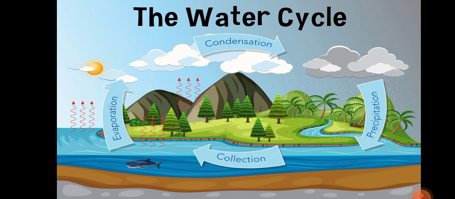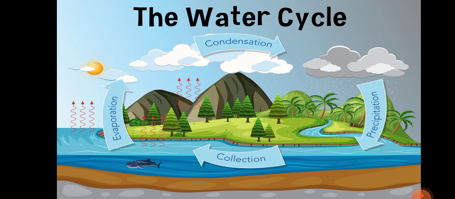This is the picture of the water cycle. There are basically three processes included in the water cycle. The first one is evaporation, the second is condensation, and the third one is precipitation. These processes repeat themselves again and again, so that's why we call it a water cycle. Students, first of all, we are going to discuss the first process, that is evaporation.